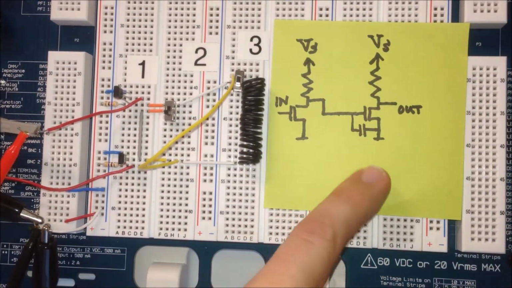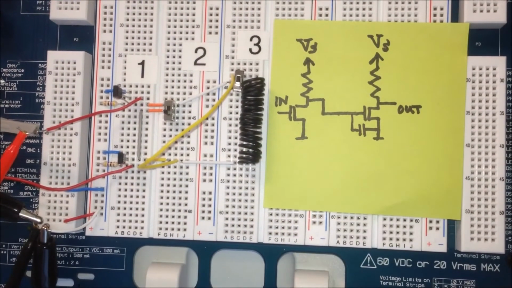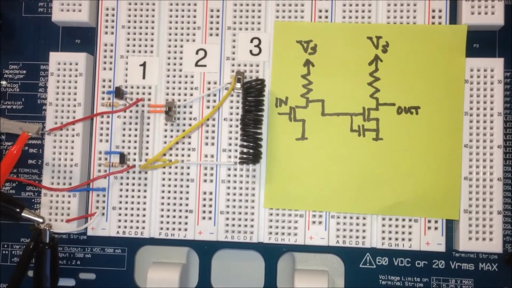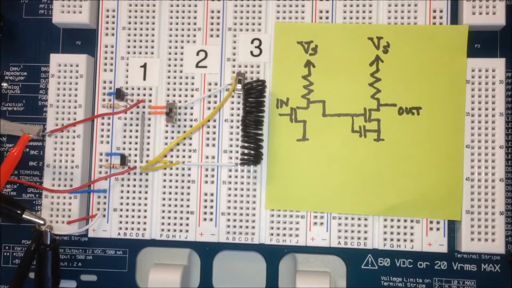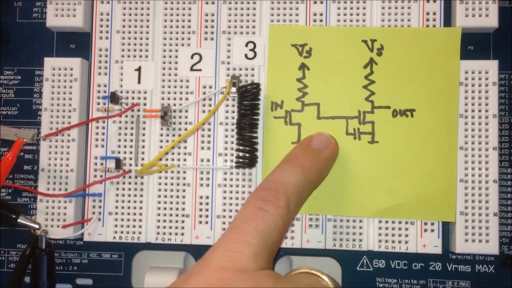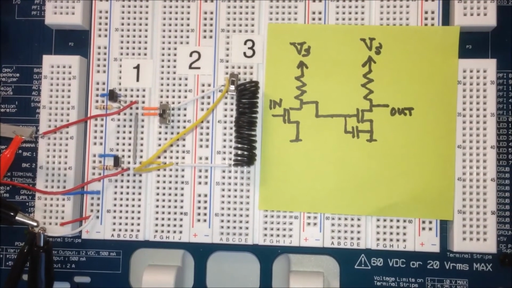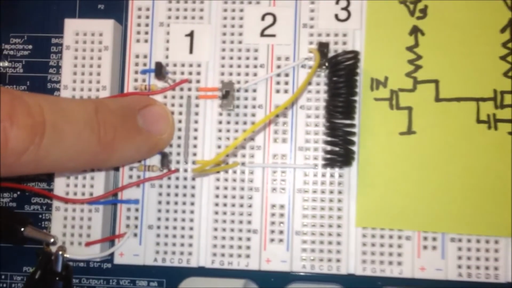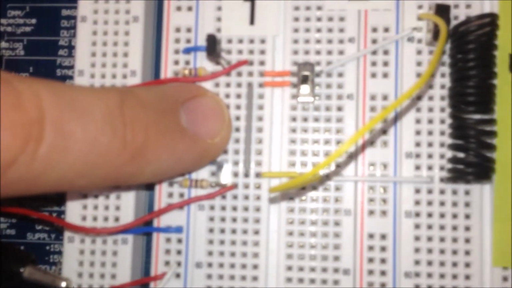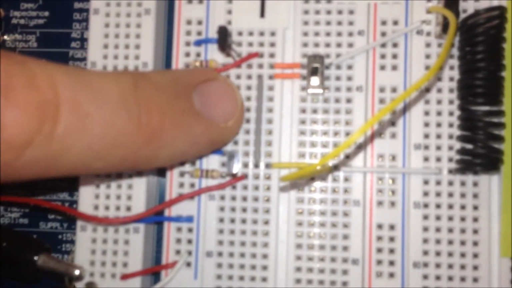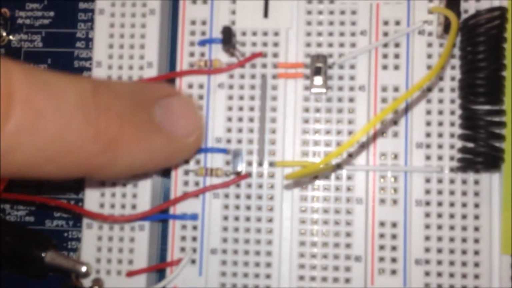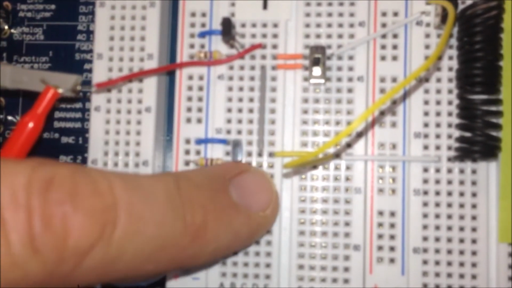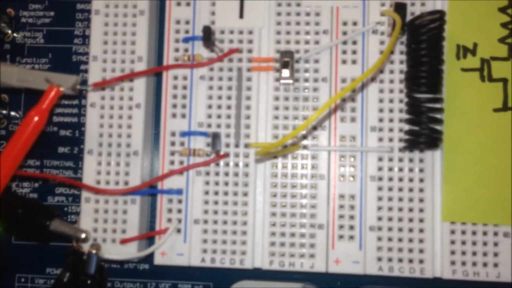Here we have the output, and we're going to study how the output looks relative to the input for different kinds of connections between them. So here's the first connection right here. It's this little gray wire. It's a little hard to see, so we'll zoom in. So that gray wire connects the drain of the first MOSFET to the gate of the second MOSFET.